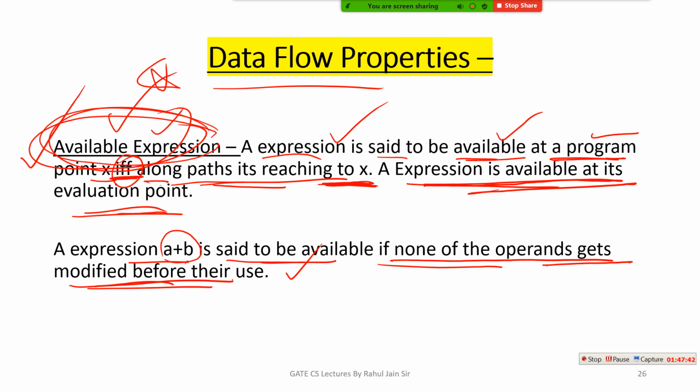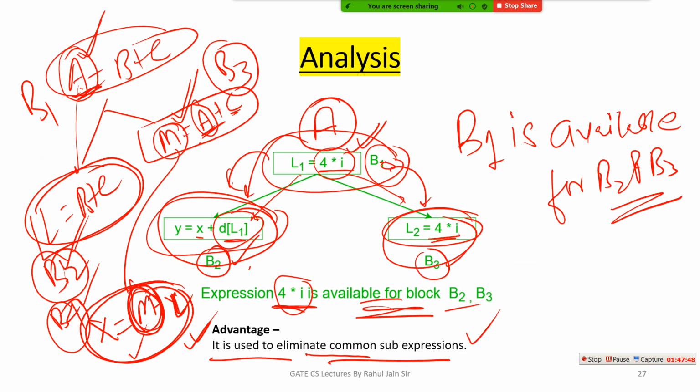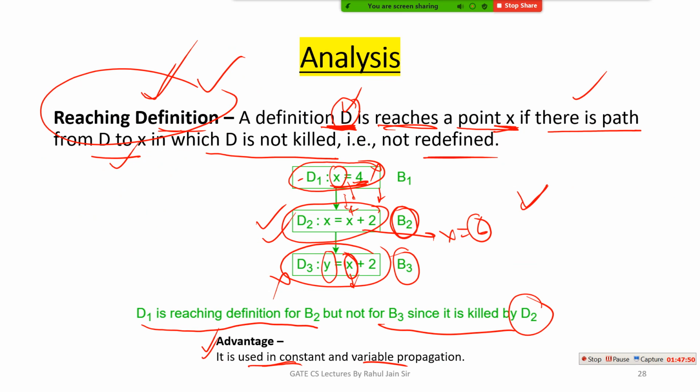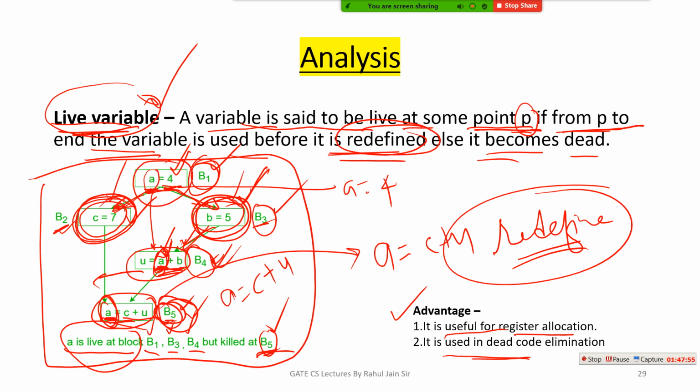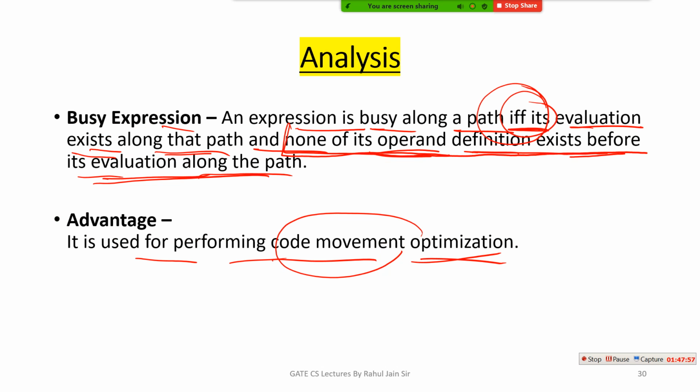Basically these are the data flow analysis and liveliness flow properties. The first one was available expression, the second one was reaching definition, the third one was live variable, and the last one was busy expression. But it is only a theoretical point, because we don't have any question in GATE as of now.